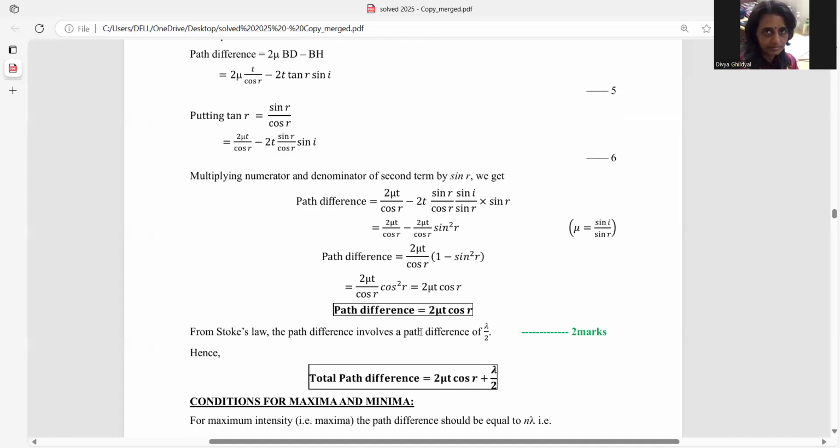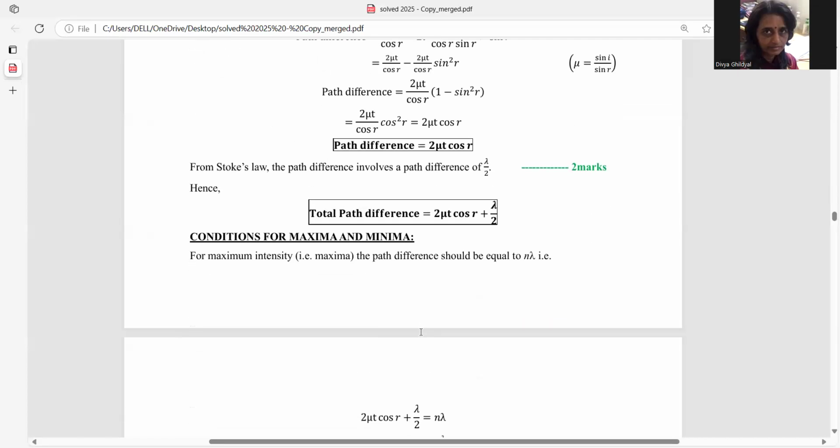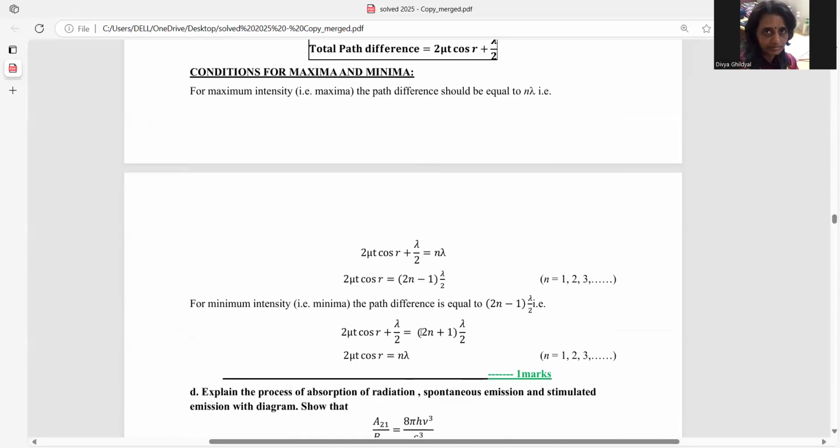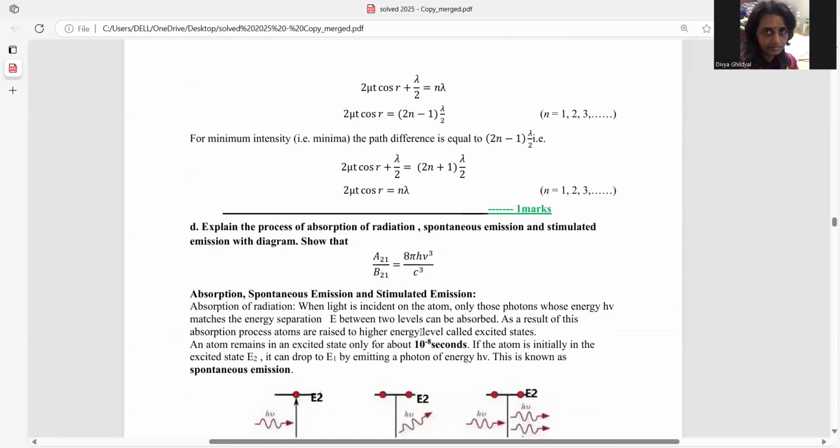They are saying get the conditions for maxima and minima also. So maybe if you get 5.5 till here, another remaining 2 marks you will get when you apply the condition of maxima intensity, that is path difference, and minima intensity, and you get your answer.